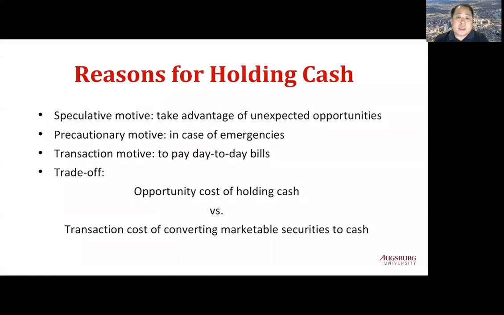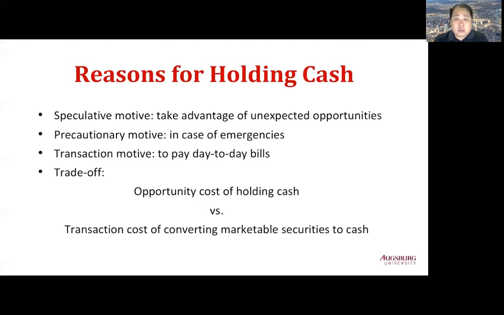One of the most critical matters in daily financial management is how cash is paid and received. The firm tends to hold a certain level of cash and there are several reasons. Firms may want to take advantage of unexpected opportunities. Many firms want to hold cash for emergencies.